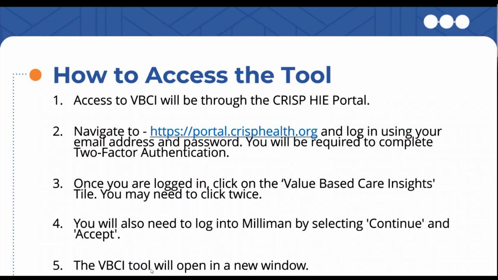Quick overview on how to access the tool because it is slightly different than the rest of our CRS reporting suite. Access to VBCI is directly through the CRISP HIE portal. To get there, you navigate to portal.crisphealth.org. You log in using your email and password, and you will be required to do a two-factor authentication there. Once you're logged in, there'll be a tile called Value-Based Care Insights, and you'll click that. Just note that you may need to click it twice right now. When you log in for the first time, you'll also need to log into Milliman's system by selecting continue and accept, and there'll be two different screens. Just want to give you a heads up there. The VBCI tool will open in a new window as well.